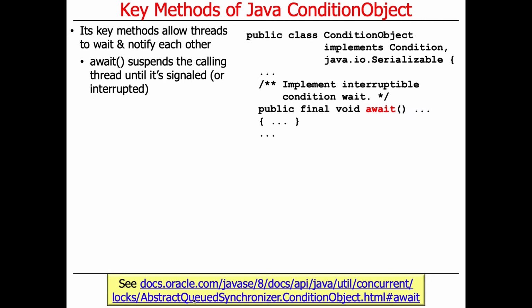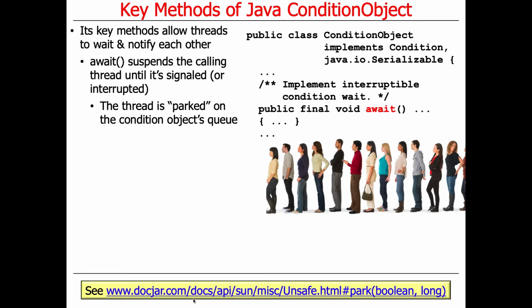We'll start with the first one, await, which suspends the calling thread until it's signaled or until it's interrupted. So await is very much like wait, except it's on a condition object, not on a built-in monitor object. And what happens when you call await is that it basically causes the calling thread to be parked on the queue, or the wait set, inside the condition object. So it just moves the thread and sticks it at the end of a queue.